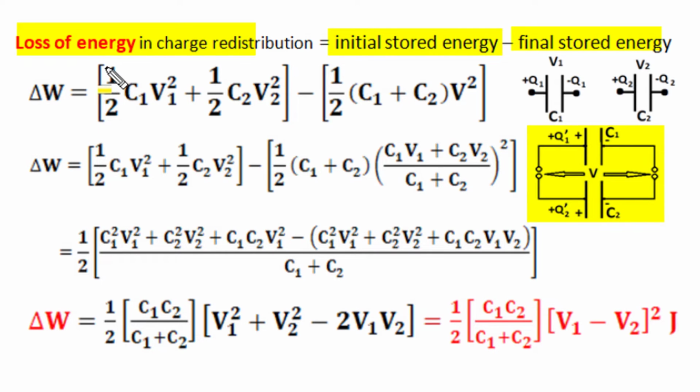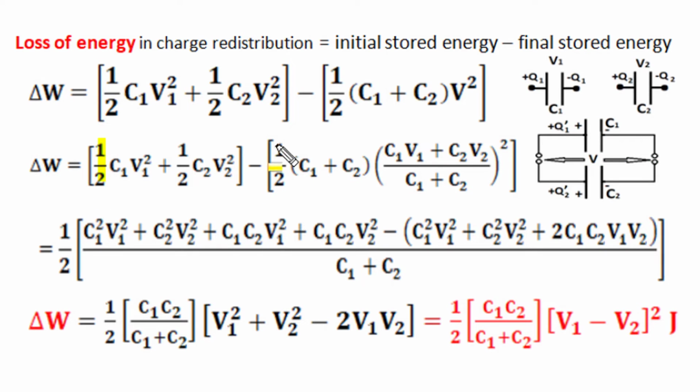Now the stored energy is given as half CV square for the first capacitor and the second capacitor having different voltages V1 and V2. And finally, the equivalent capacitance of the parallel connected capacitors is C1 plus C2 and common potential is V. So the stored energy finally is half CV square. When the subtraction of initial and final stored energy is obtained, then in place of this common potential, we can write total amount of charge on the capacitors divided by equivalent capacitance of the parallel connected capacitors.